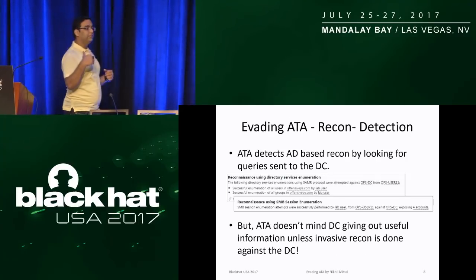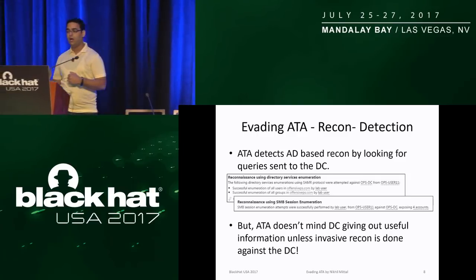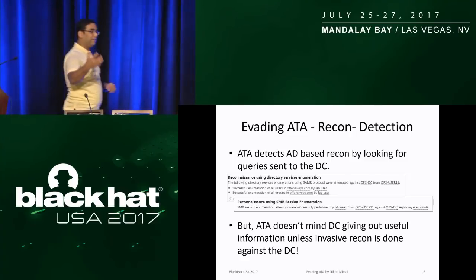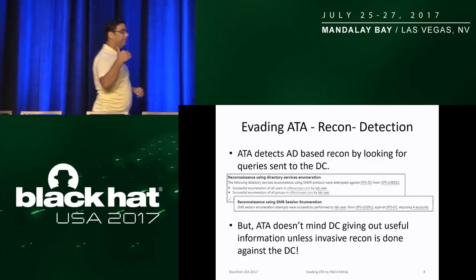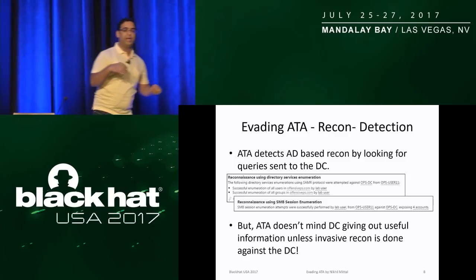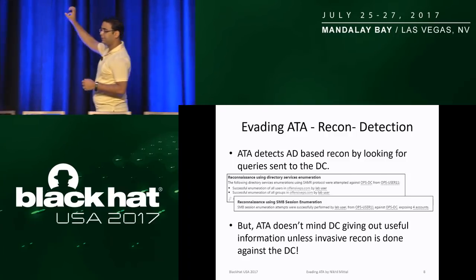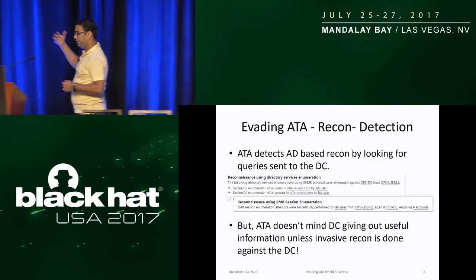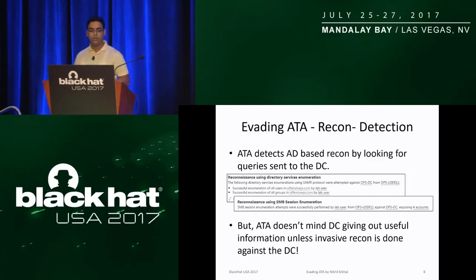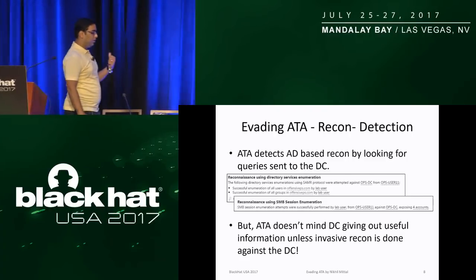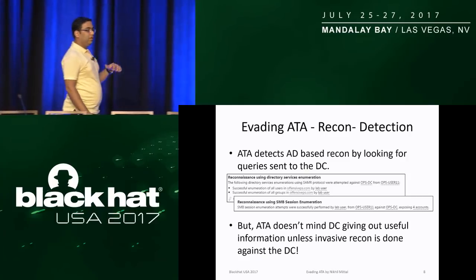Now let's quickly jump in and see how an attacker gets detected. So this is an example. If you run any tool like NetView or PowerView or even the simple net commands, let's say you run net group domain admins /domain, this is something which your ATA console will show you. Recon using directory services enumeration or recon using SMB session enumeration with a medium severity, which is fine.